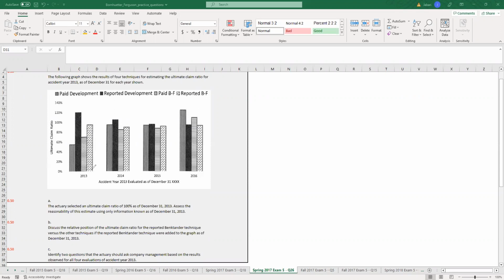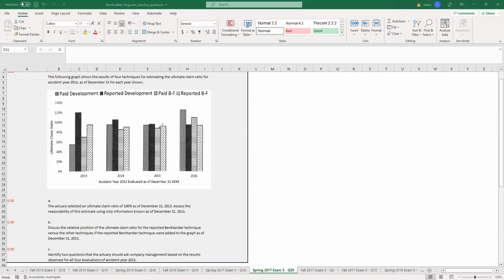So the following graph shows the results of 4 techniques for estimating the ultimate claim ratio for X in year 2013 as of December 31st for each year shown. Okay, we have the paid development, paid BF, and then reported BF.